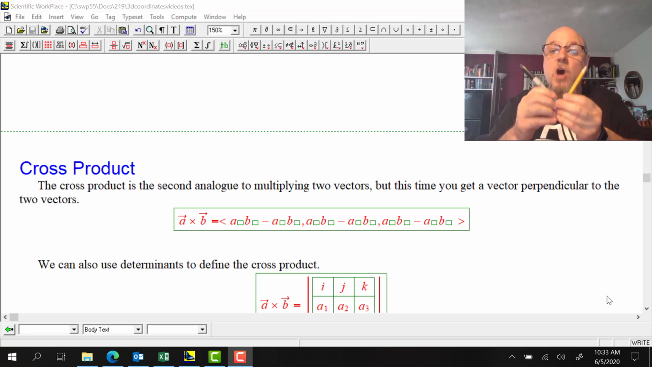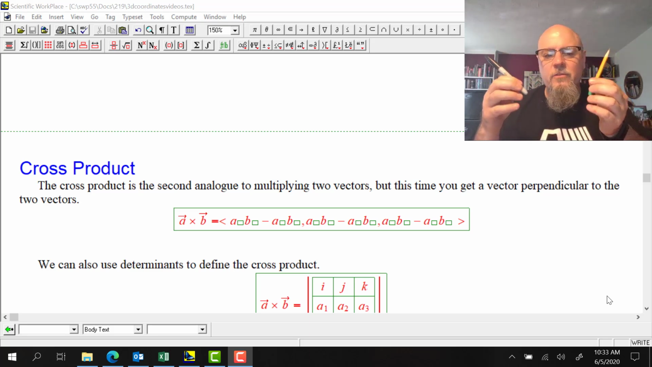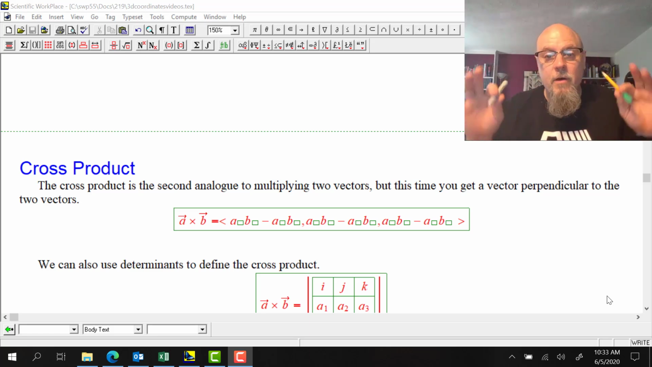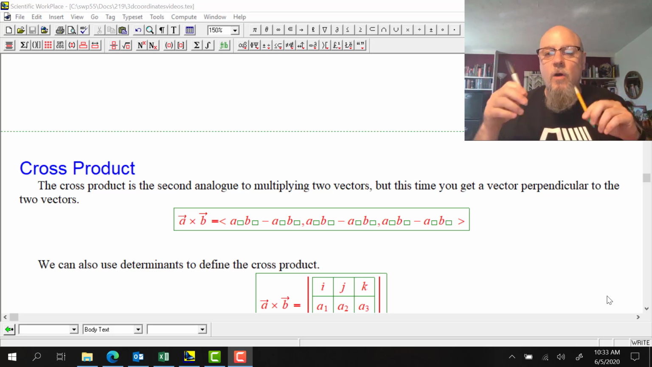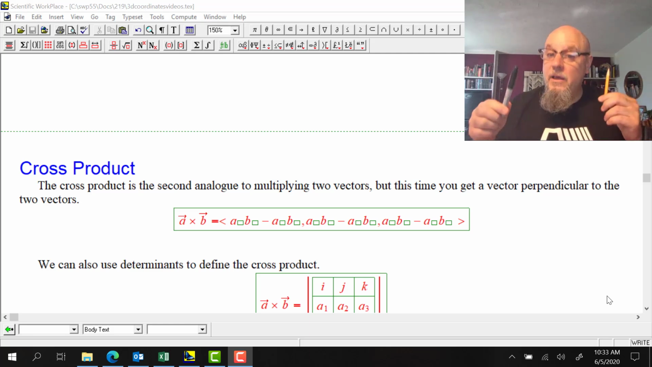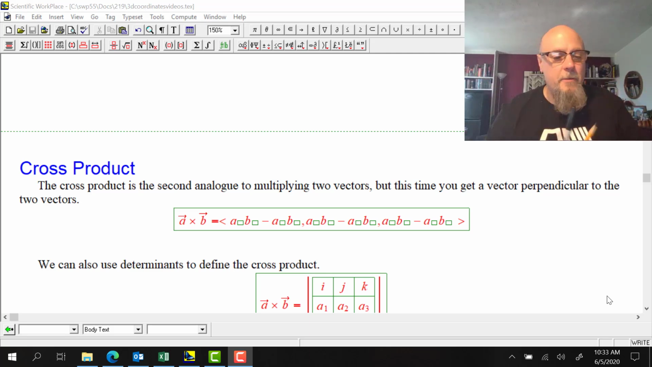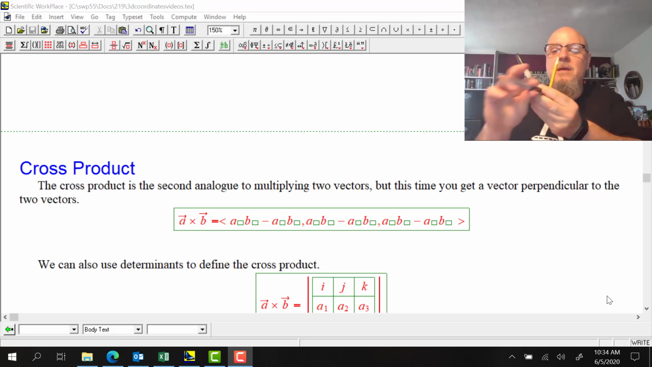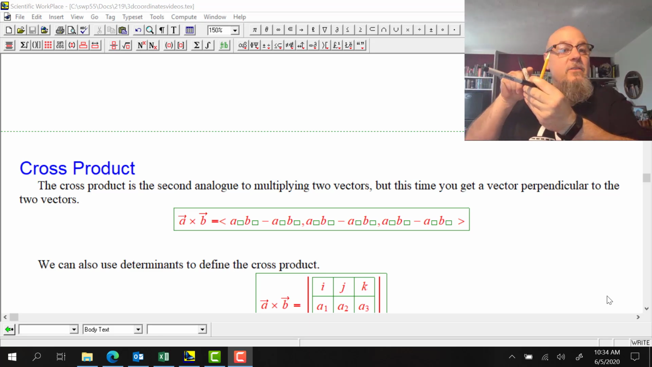The dot product is kind of like multiplying two vectors, and I get a scalar. Another way of multiplying two vectors is to take the cross product. The cross product of two vectors gives you a vector, as opposed to the dot product, which gives you a number. So let's learn about cross products now. The vector it gives you is perpendicular to the two vectors you cross. So if I cross the pencil and the Sharpie, I get a vector perpendicular to the pencil and to the Sharpie.